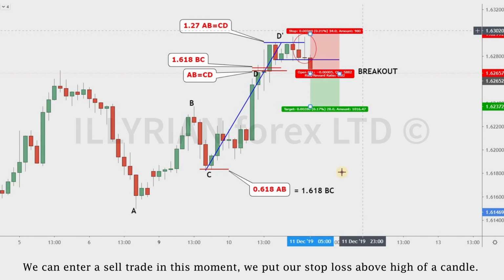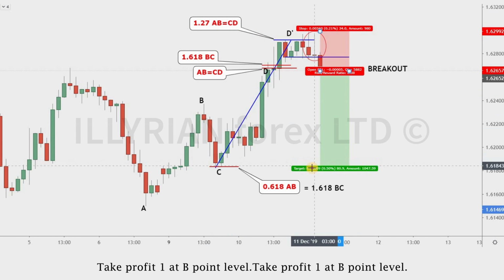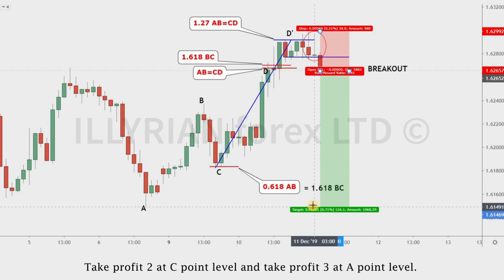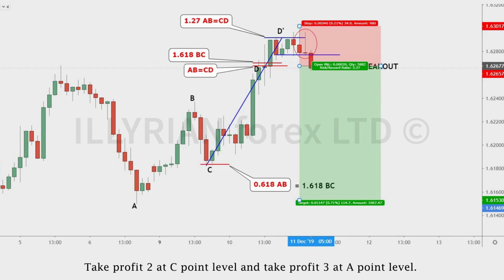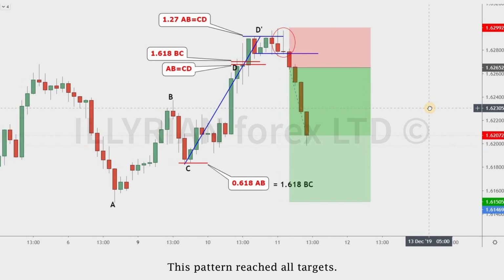We put our stop loss above the high of the candle. Take profit 1 at the B point level. Take profit 2 at the C point level and take profit 3 at the A point level. This pattern reached all targets.